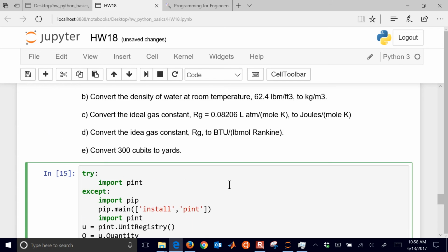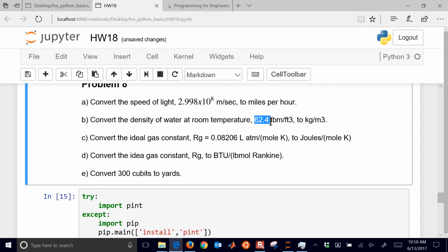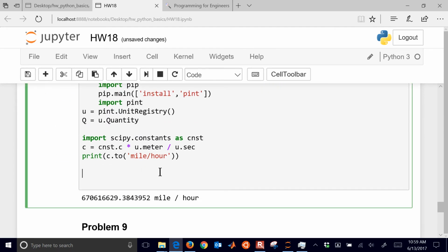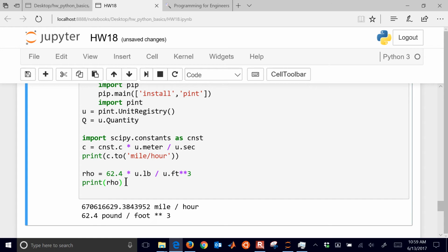Okay, let's go up to our second problem now. Convert the density of water at room temperature from 62.4 to kilograms per meter cubed. So I'm just going to copy this in here. I'll say rho density equals, okay, and then let's go ahead and do times u dot pounds. Okay, so that's going to be pound mass. Okay, divided by u dot foot cubed. And let's go ahead and print rho just to make sure that's working.